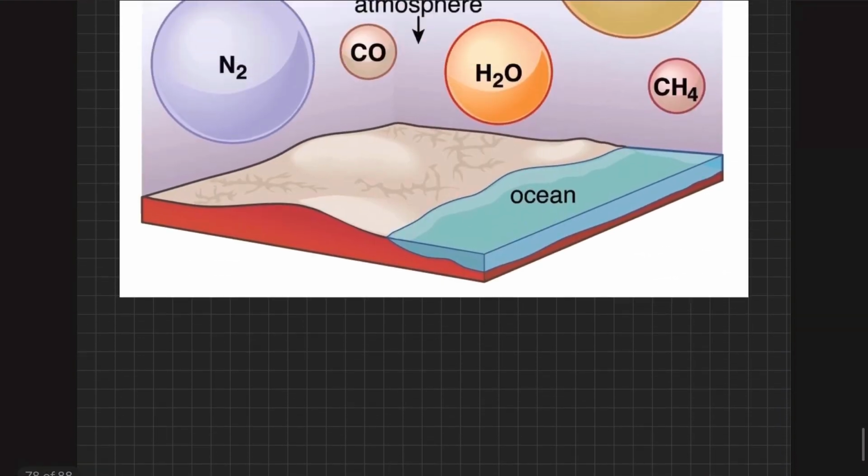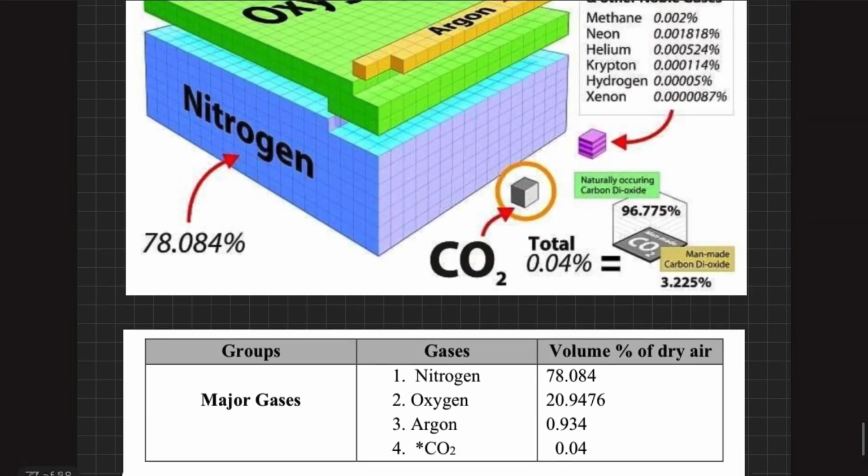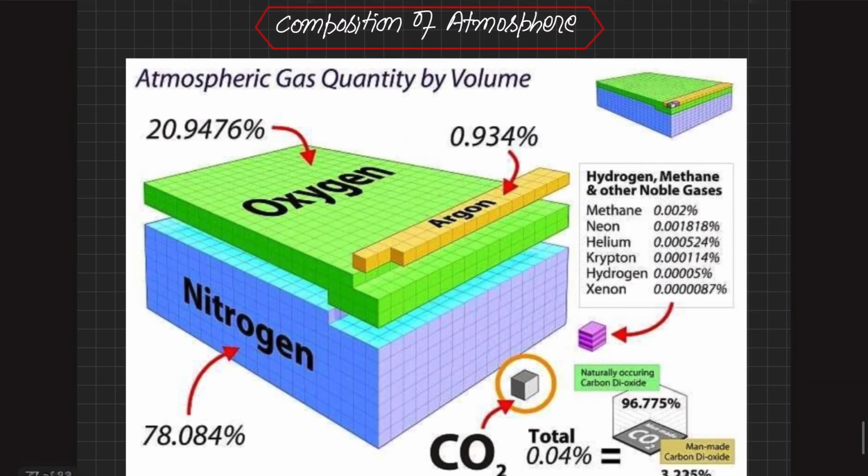Definitely the human produced things are more negative in character as compared to the natural things. So this was all about the composition of the atmosphere.